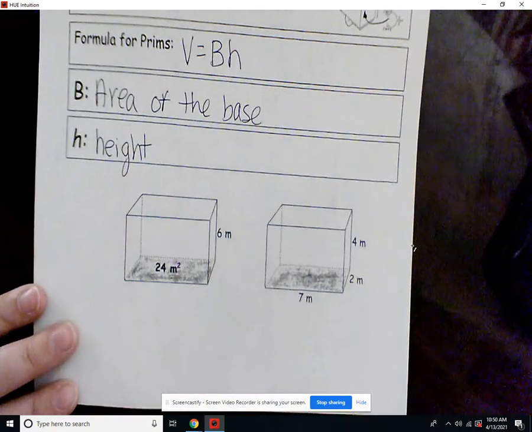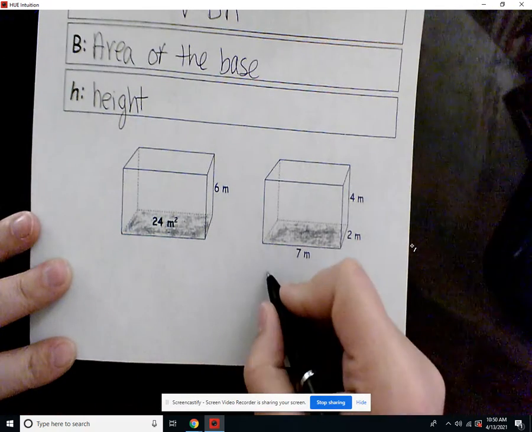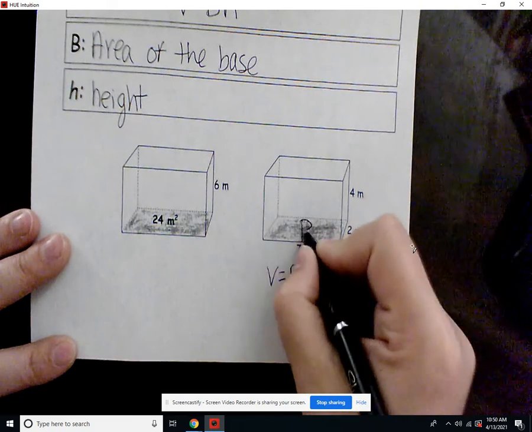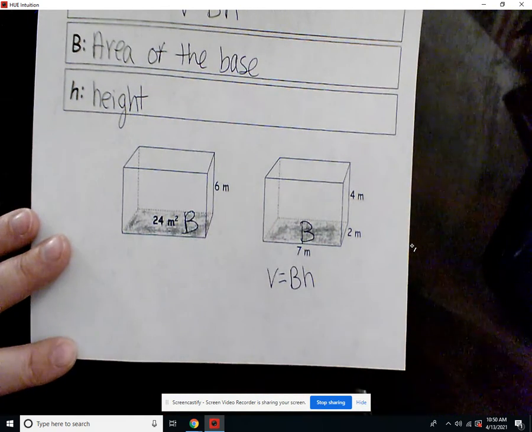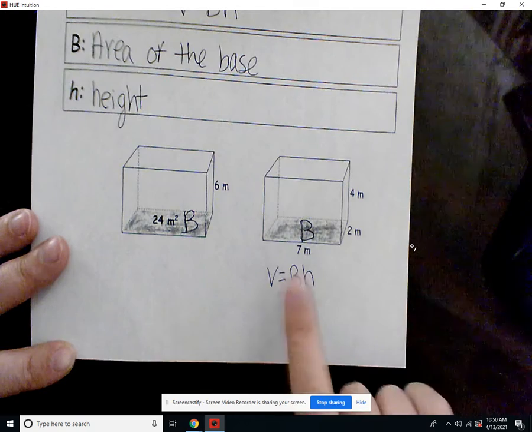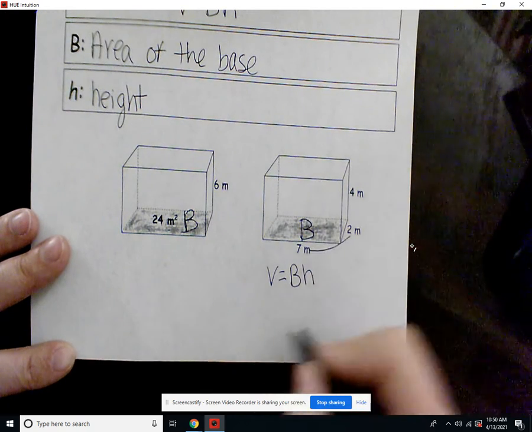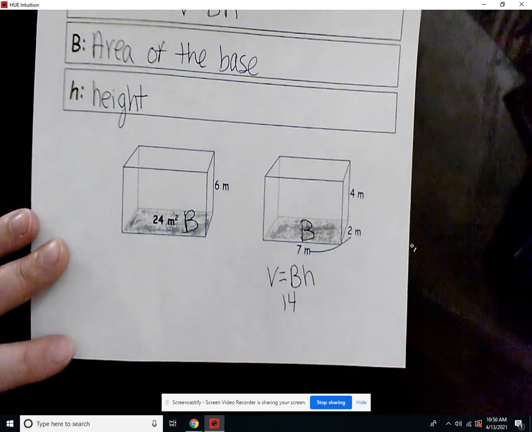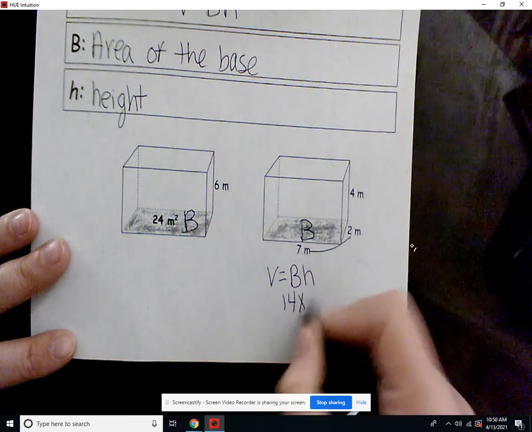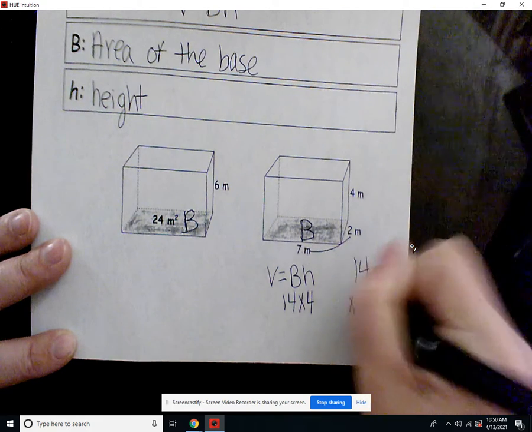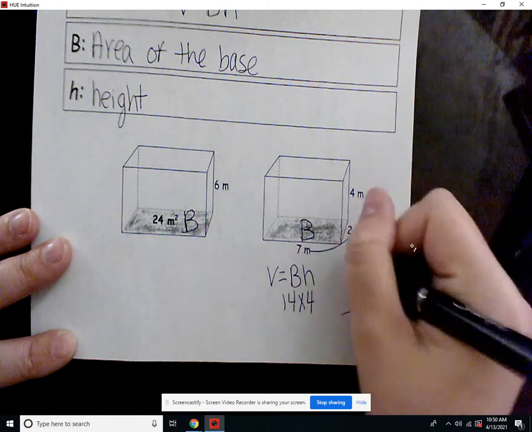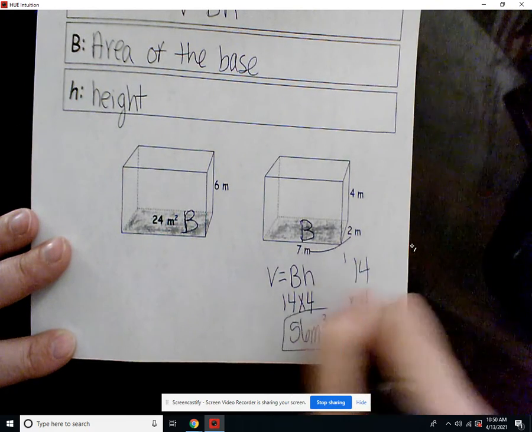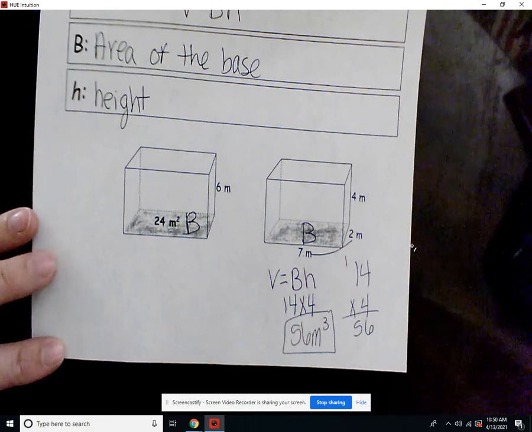Okay, so down below we're going to find the volume of our two shapes. So we have V equals big B H. Your base will be the bottom, not always, but most of the time. So for our big B, we find the area. We multiply those together. 7 times 2 is 14. And again, your height is how tall it stands. That's an easy way to identify your base. The height is 4. Then we multiply 14 times 4, which is 56 m. And for volume, we put a little 3 because it's for 3 dimensions.